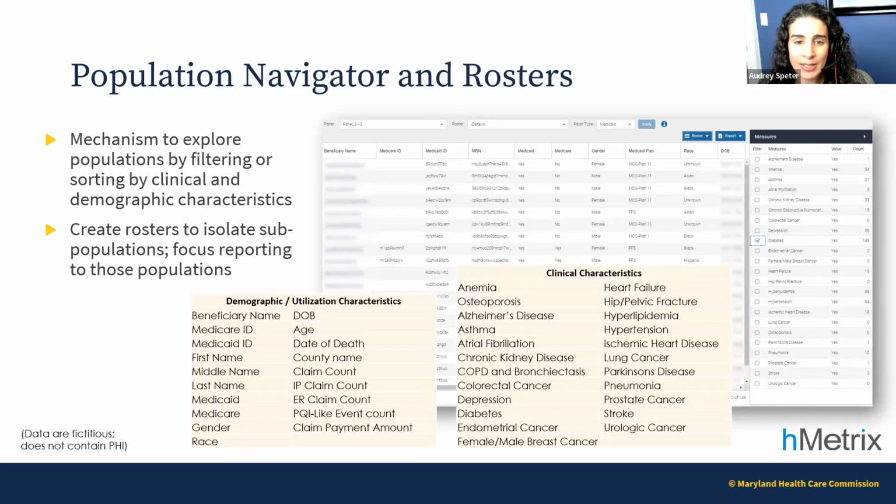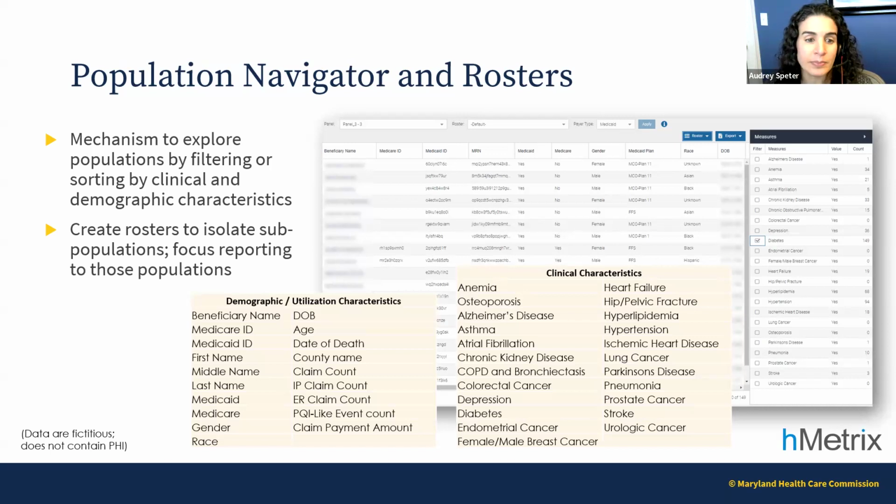And what's unique about this is once you've identified that subpopulation, you can save it as a roster, and then that roster is able to be loaded in all of the other reports. So instead of looking at your full panel of patients, you can isolate it to only be the subpopulation that you identified in your roster and look at trends specifically for them.